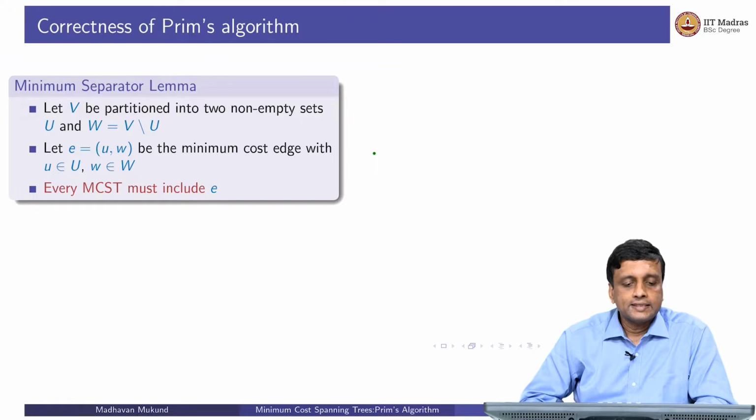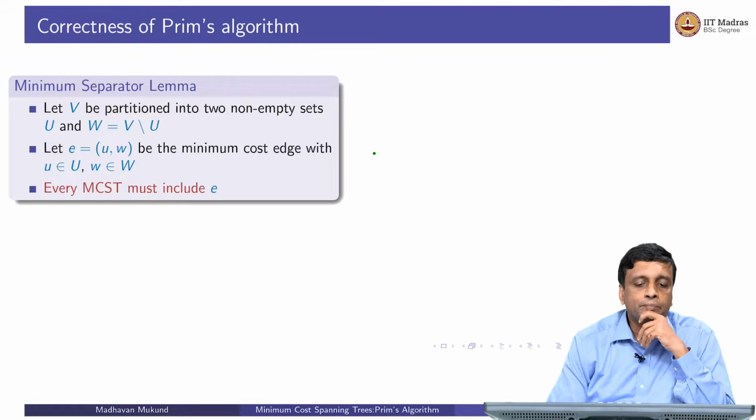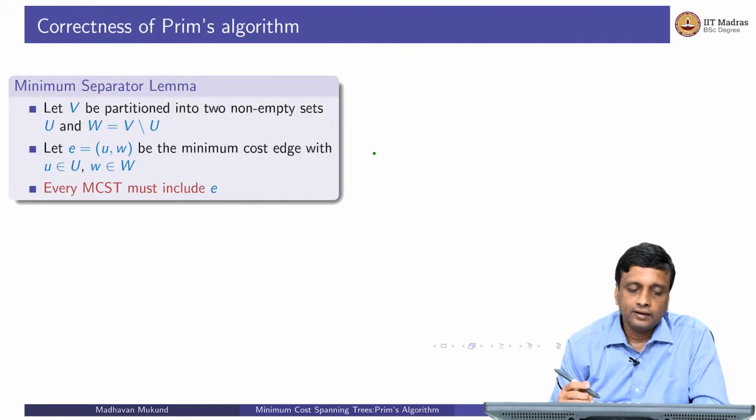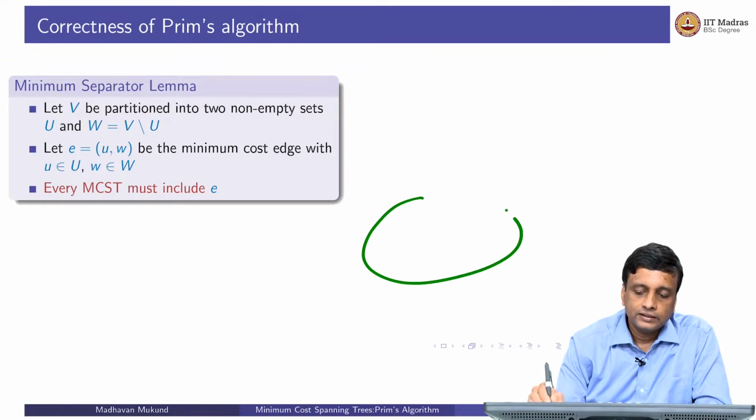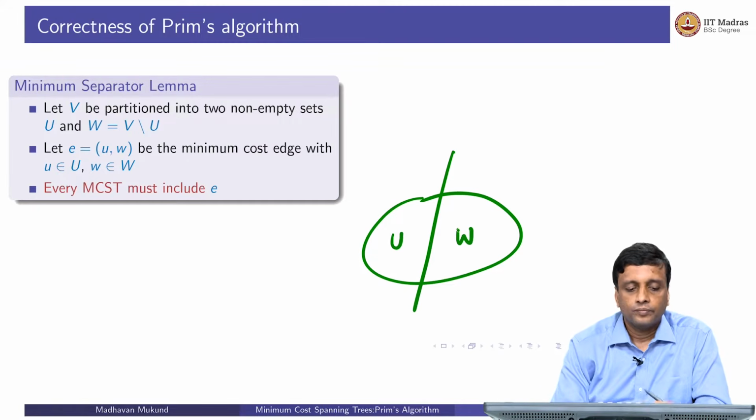So, let us see why this is correct, right. So, the correctness of this algorithm is based on what is called the minimum separator lemma. So, supposing I can take any set of vertices, right, and partition it into two parts, right. So, I have U and I have W.